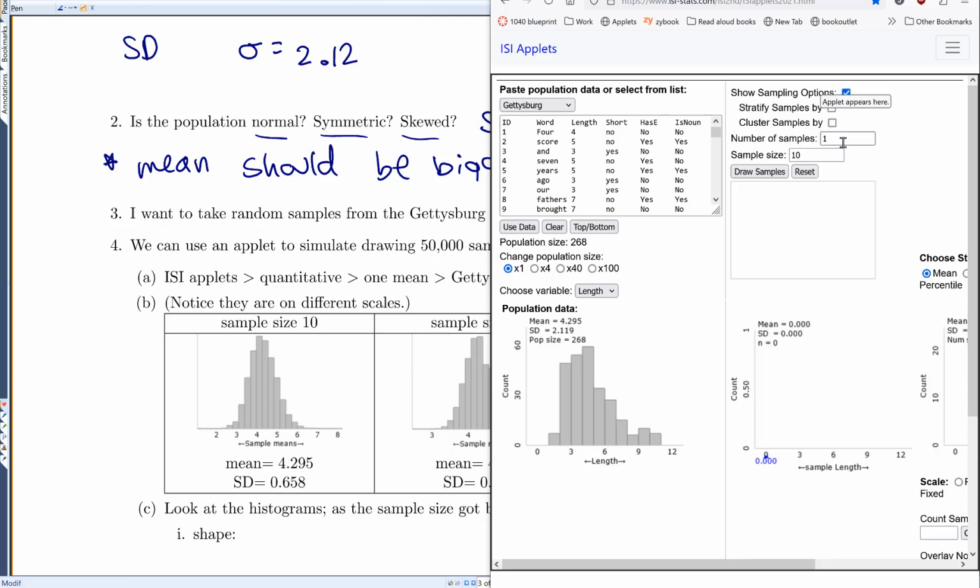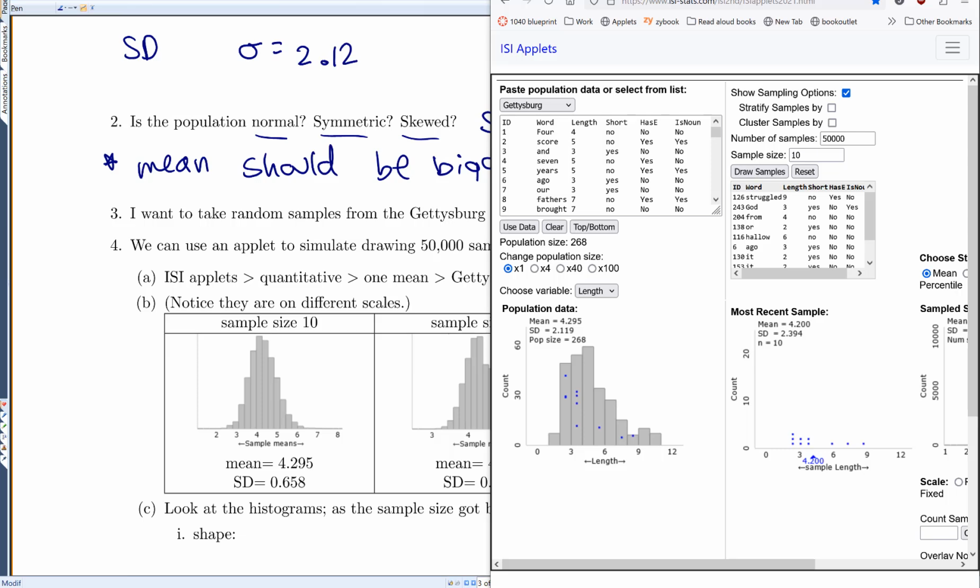Show sampling options. So it's different than the proportions applet. You actually have to do show sampling options. Ignore the stratifying cluster. That's if you're getting much more technical than we get in this class. We can do 50,000 just for fun. You could do 10,000. And we're going to try different sample sizes. So first I'll do a sample size of 10. Let me make this one bigger.